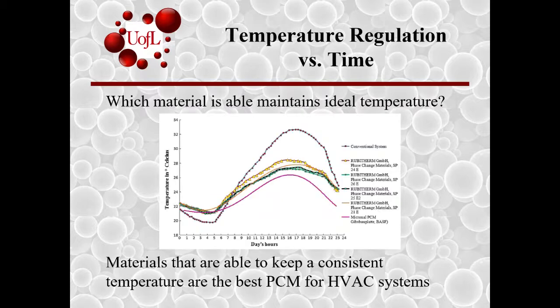Another criteria that they use is temperature regulation versus time. This is a simulation they ran of each material in an HVAC system. It's placed in a four-wall room. Here they measure how well each material is able to regulate the temperature at around the desired 25 degrees Celsius, and how quickly they're able to reach that temperature and maintain it over a long period of time.